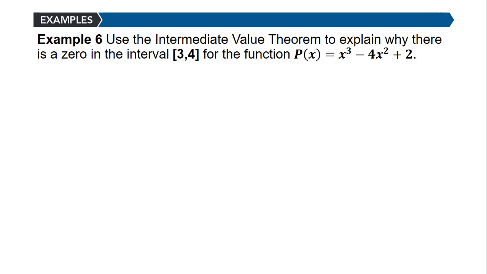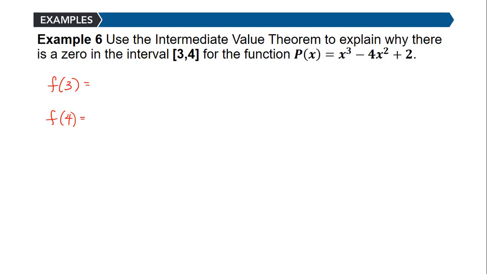So example 6 is to use the intermediate value theorem to explain why there is a zero in the interval 3 to 4 for the function p of x equals x cubed minus 4x squared plus 2. 3 is my a and 4 is my b, so I need to look at what is f of a, or f of 3, and what is f of 4. And if I can see there's a sign change, that is if one's positive and one's negative, then I'm guaranteed that there's a value between 3 and 4 for which the y value is 0.